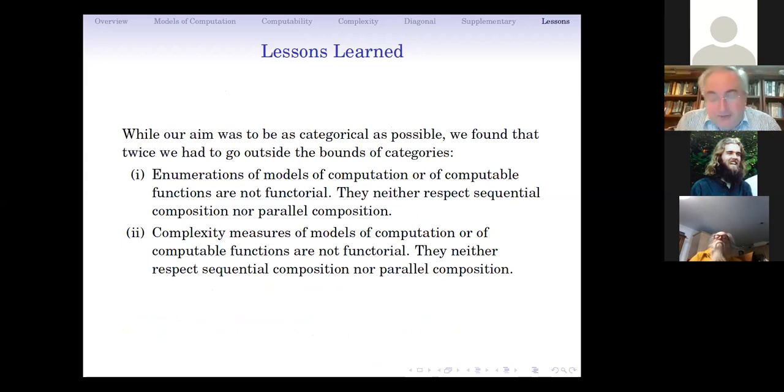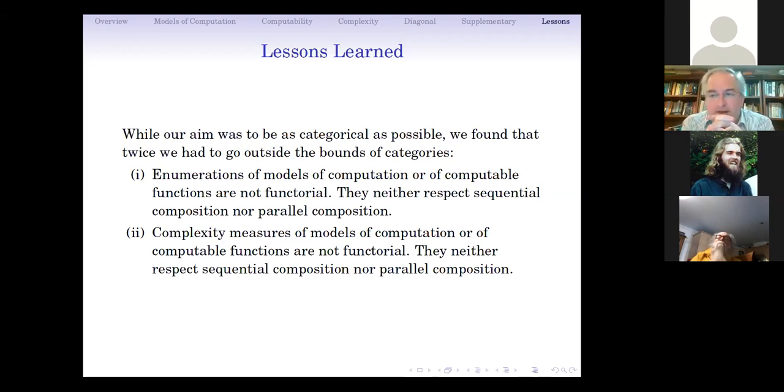Where did I fail? Well, I failed, but I'd like to think other people will fail too. While our aim was to be as categorical as possible, we found that twice we had to go outside the bounds of categories, and just talk about sets rather than categories. One was those enumerations. Enumerations of models of computation or of computable functions are not functorial. If you have a number n for one program and a number m for another program and you compose them, then the number of the composition will probably have nothing to do with n and m.